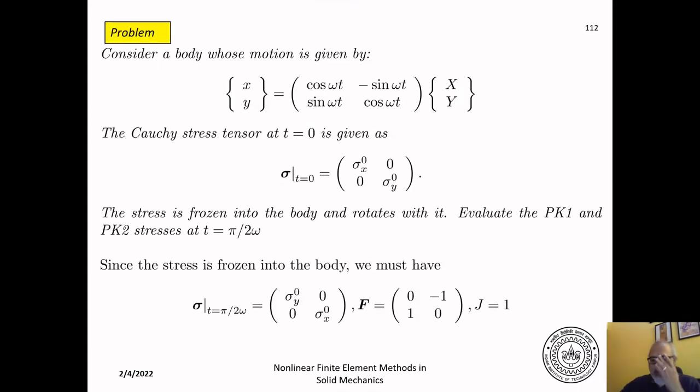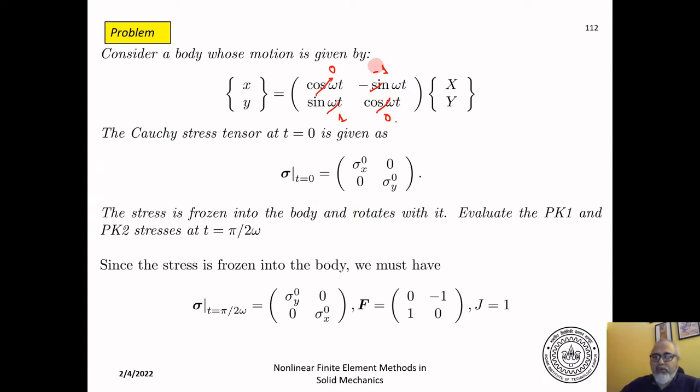Now let us do a small problem. Here's a motion. It's a rigid body motion. There's a body that's spinning about some axis at an angular velocity omega, and we are interested in evaluating the PK1 and PK2 stresses at t equal to pi by 2 omega. At t equal to pi by 2 omega, this is 0, this is 1, therefore it's minus 1, this is 1, and this is again 0.